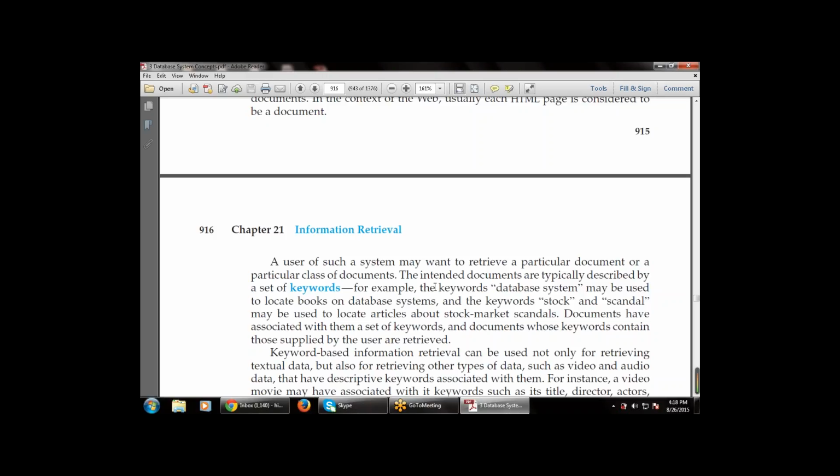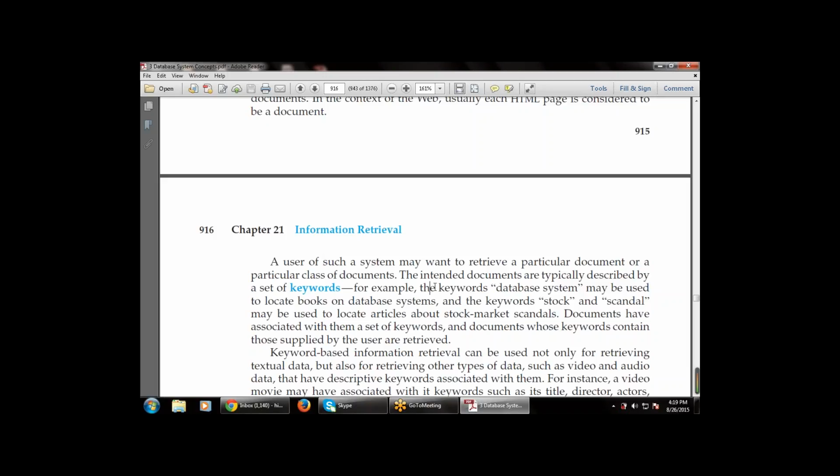For example, the keyword database system may be used to locate books on database systems, and the keywords stock and scandal may be used to locate articles about a stock market scandal. So we can retrieve any information from the web, from the internet.